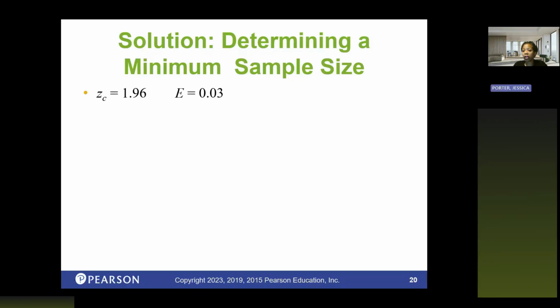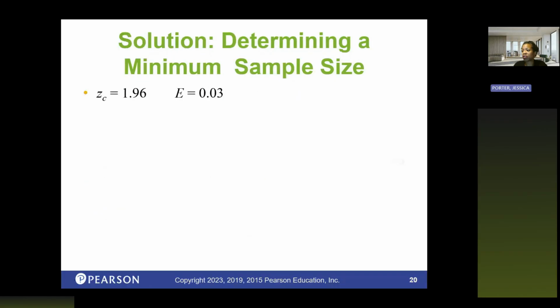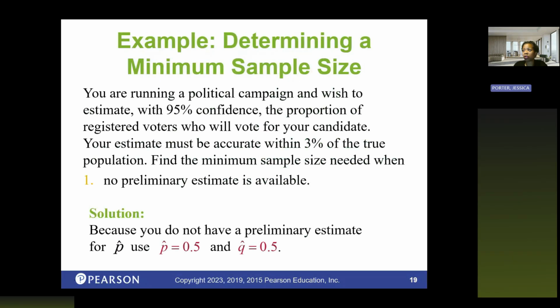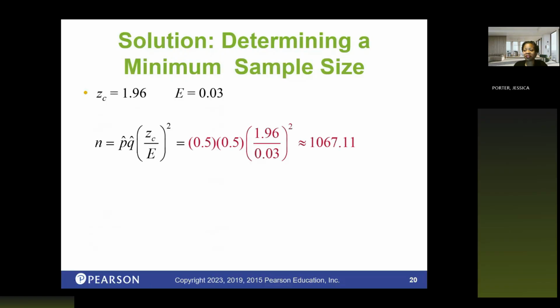z critical is 1.96. They told us 95% confidence level. E is 0.03. Notice they said 3% and they went to 0.03. And I just plug it into my calculator, into the formula, and I get 1,067.